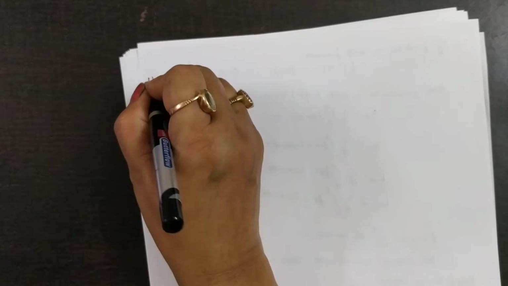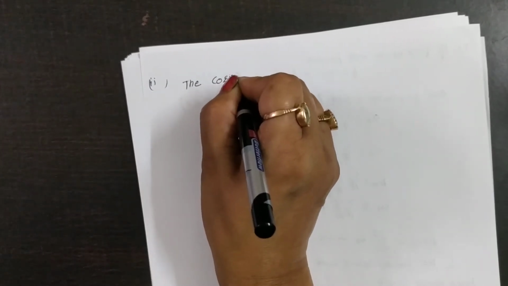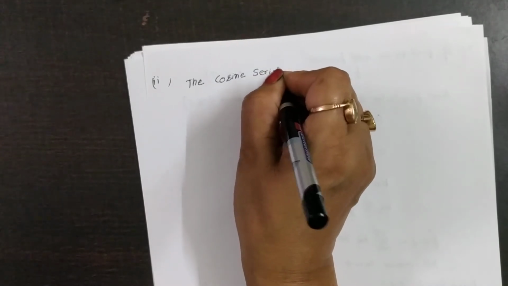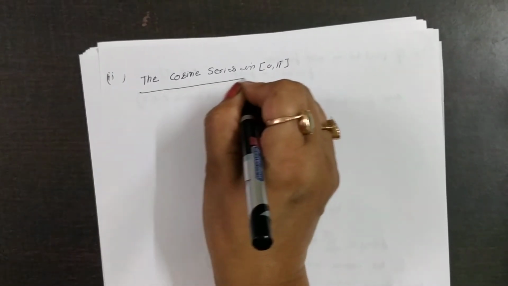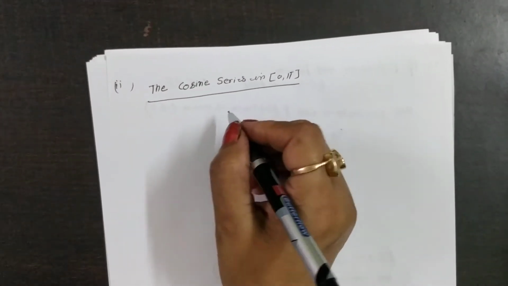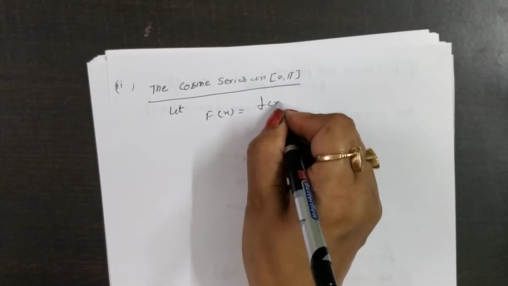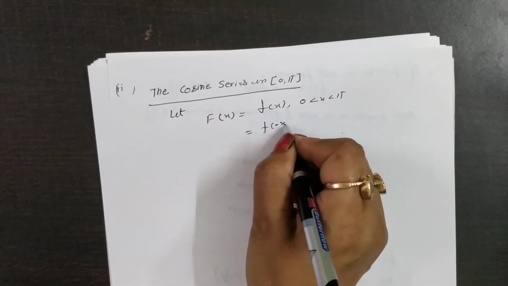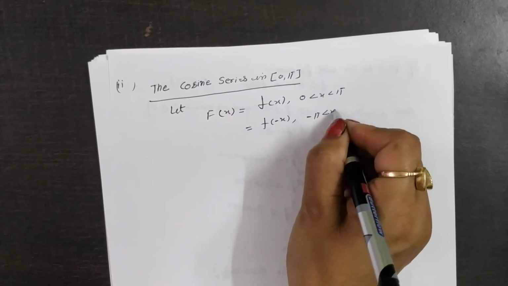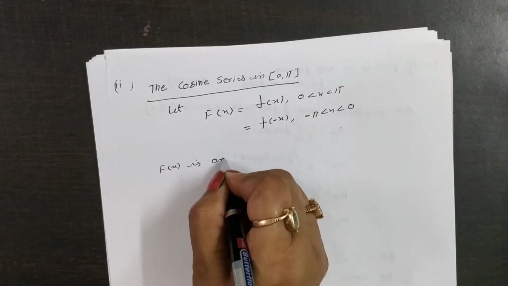Similarly, the second one is the cosine series in the interval 0 pi. You can also obtain it as we got the sine series. Here we construct a function: let f of x be equal to f of x for 0 is less than x is less than pi, and equal to f of minus x for minus pi is less than x is less than 0. So the function f of x is an even function.